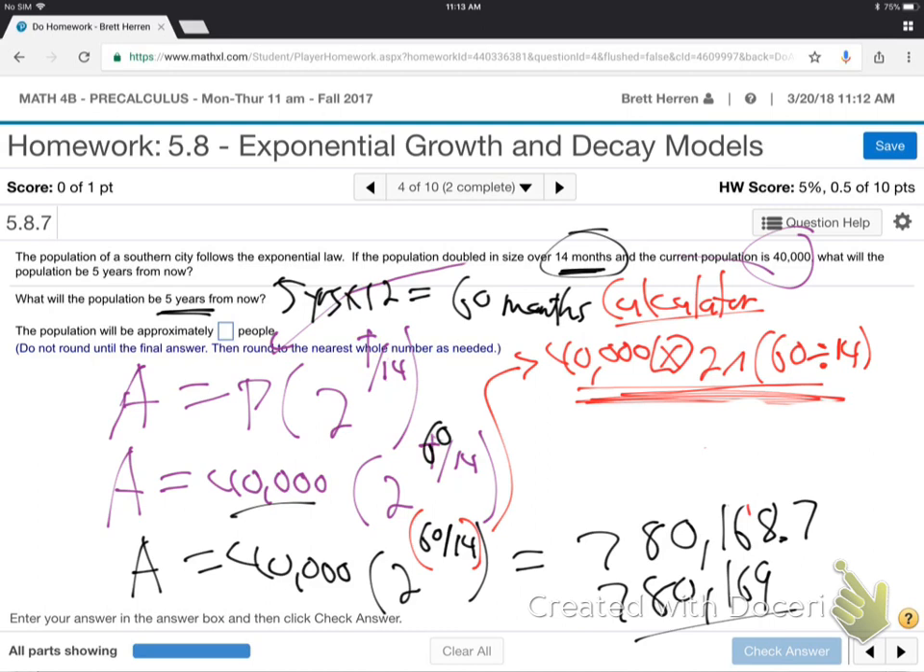Look what that city did. It went from 40,000 to almost 800,000 in 5 years. That's fast growth. That's like LA, Southern City, right? Silicon Valley did that, yeah. Exponential growth.